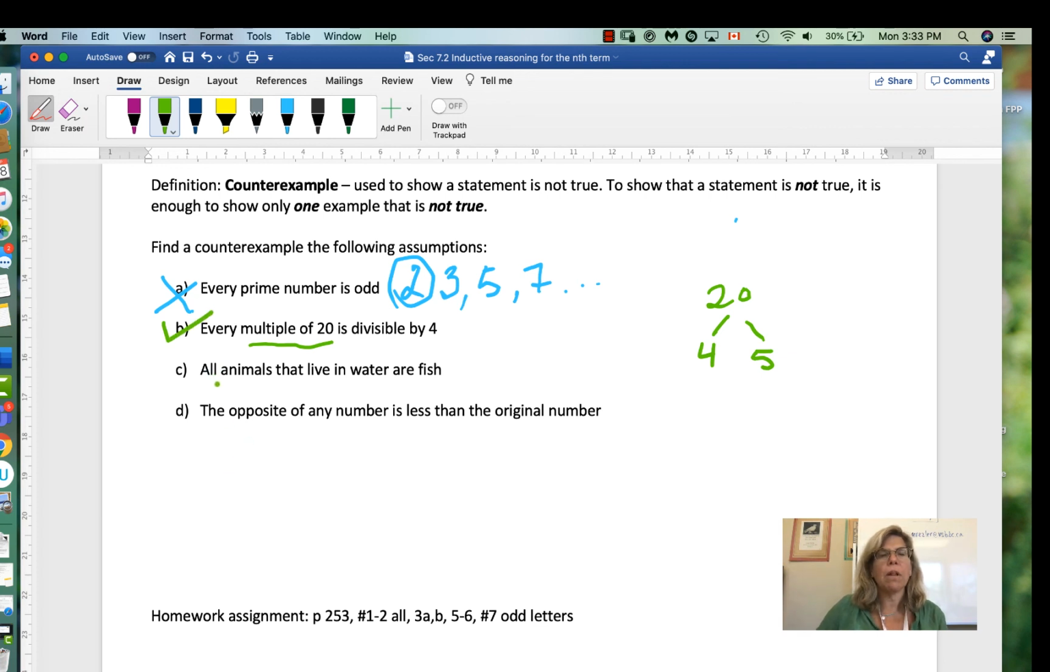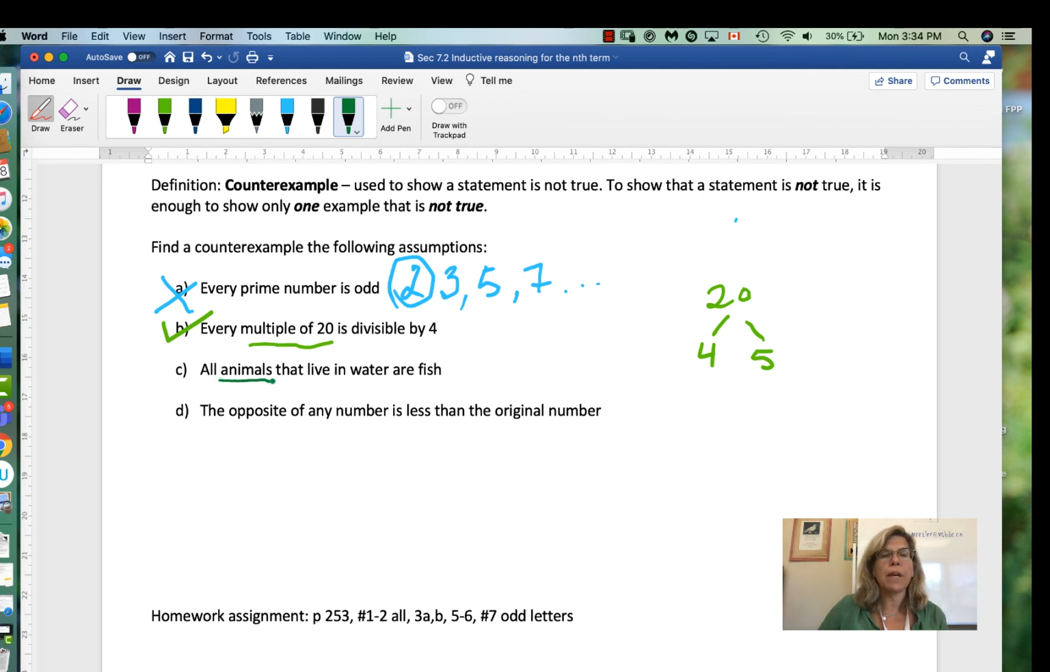The next one: all animals that live in water are fish. Well, there's a lot of fish in the water, but there's also octopuses and squid. Lots and lots of things that live in the water that are not fish. Coral. Oh, a coral's an animal, right?